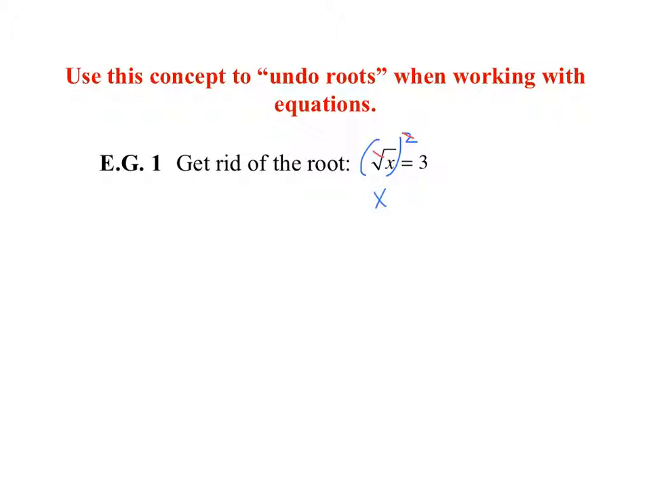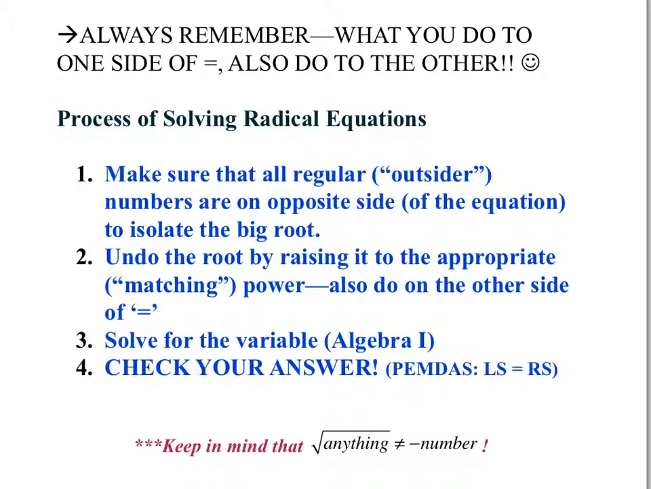But of course, in an equation, we want to make sure we do the same thing to the other side. If I'm going to square the square root, I need to square the other side of the equation too. And that's how I'm going to get an answer of 9 for x. Please take a second, pause the video so you can record the overall process.